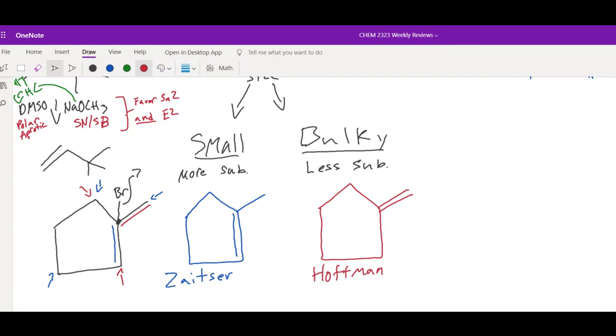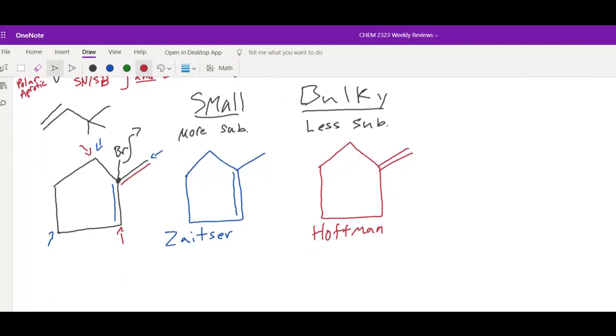Sometimes these matter more than whether it's E1 or E2. As you can see, the Zaitsev product is more substituted with three, and Hofmann is less substituted. Another way to look at this is Zaitsev is going to be the one that is more internal, inside the structure, and Hofmann is going to be the one outside or external of the structure. So let's think about why this is happening.